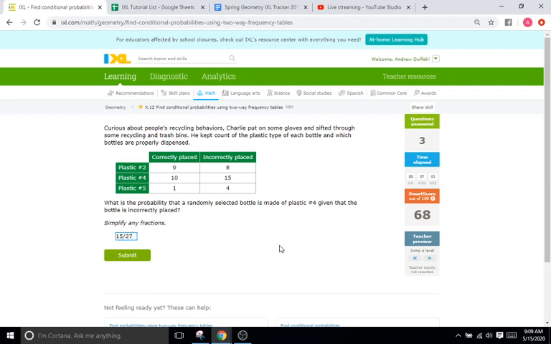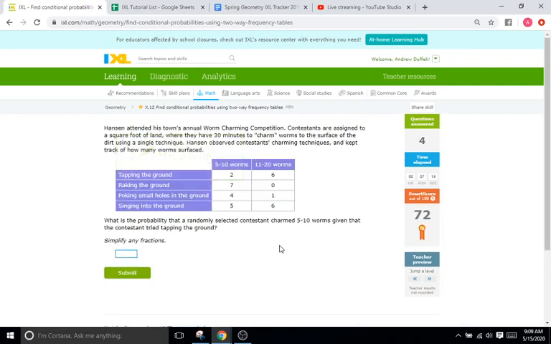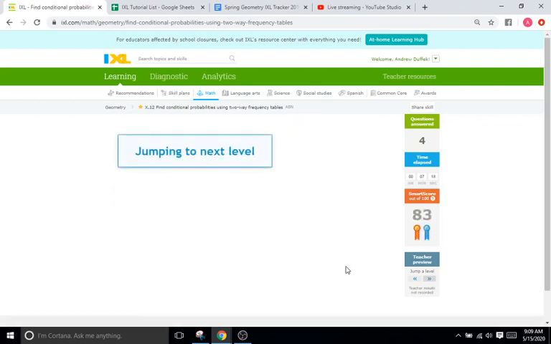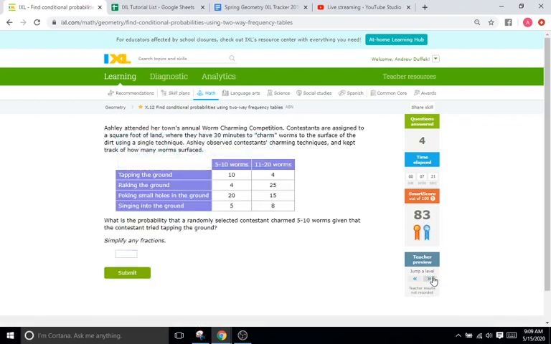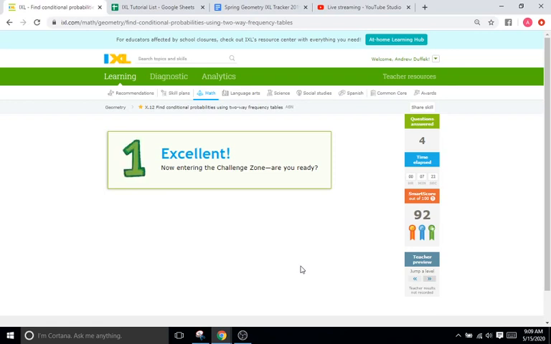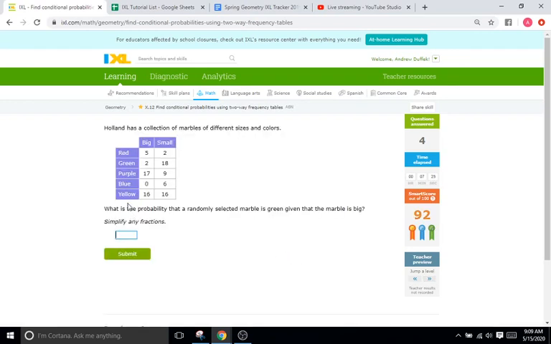And can we reduce that down any further? Yes, you can divide both by 3. So 15 divided by 3 is 5, and 27 divided by 3 is 9. So 5 over 9 is correct. Same thing except 4 rows. I'm going to jump to 83. 4 rows. I'm going to jump to 92. Same thing except 5. So I'll just do this one and finish off here.